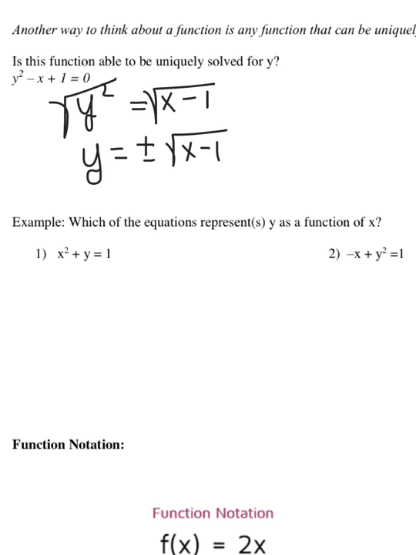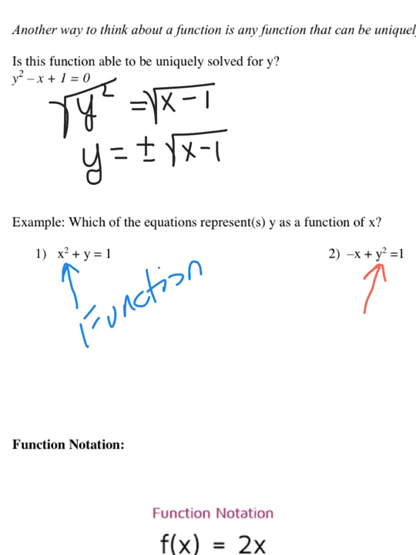Now, given that I just explained that, you should be able to tell which of the equations represents y as a function of x. In other words, which one, number 1 or number 2, is a function. If I look at the first equation, I see that I have x squared plus y equals 1. That means that whatever value I put in here for x, I'm going to square it. I'm still only going to get one value for y. So in this case, number 1 is a function.